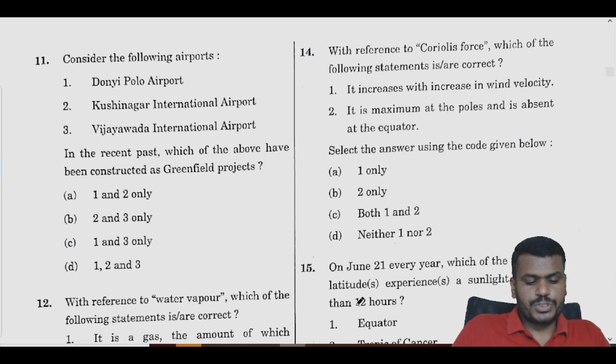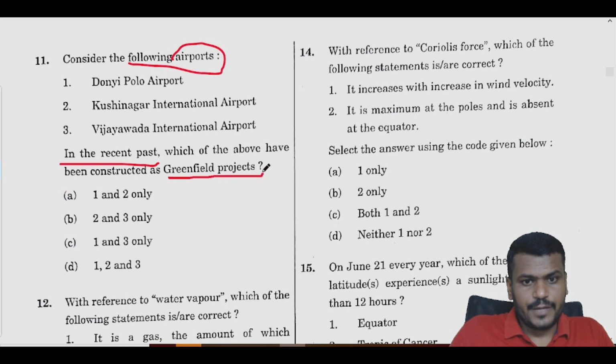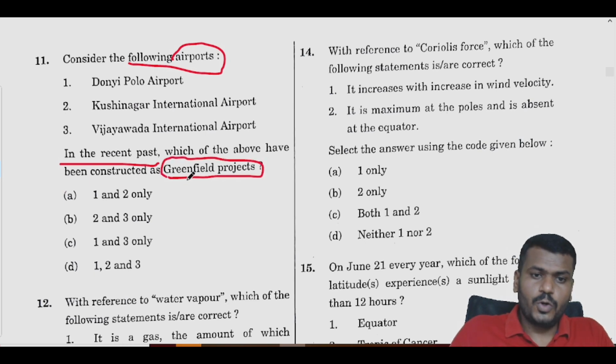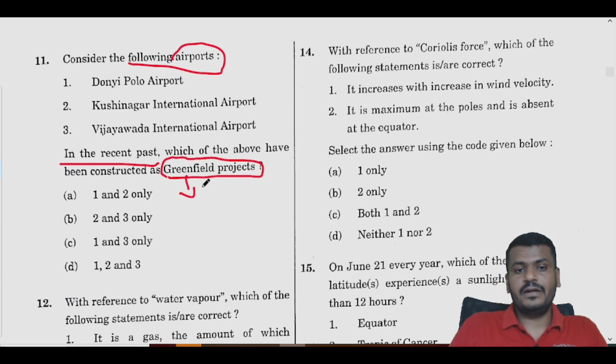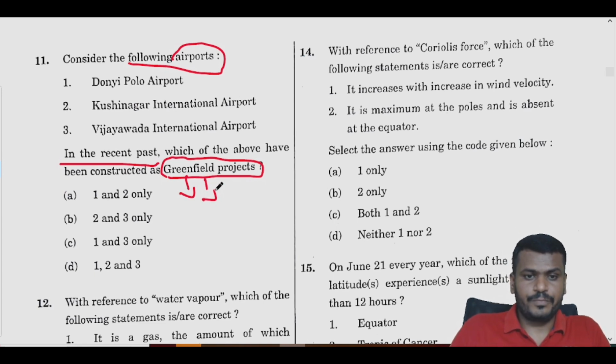Okay, 11th question. Here, consider the following statements regarding airports in India. In the recent past, which of the above have been constructed as greenfield airports? Guys, if you don't know the meaning of greenfield airport, there are two types of investments, greenfield and brownfield. What do you mean by greenfield? Greenfield is nothing but new projects. Nothing is there on that barren land, and they construct one airport.